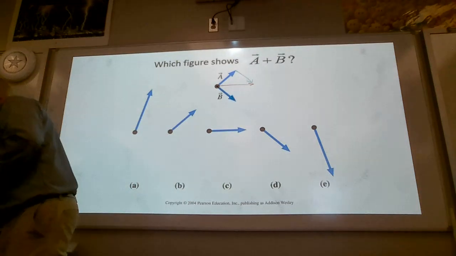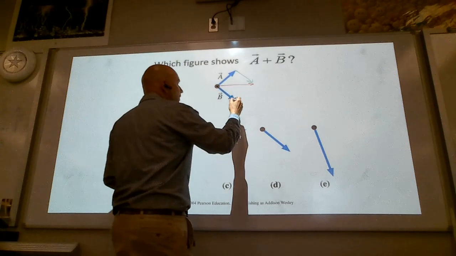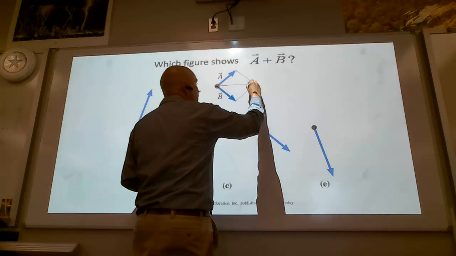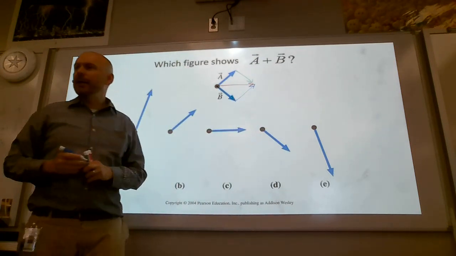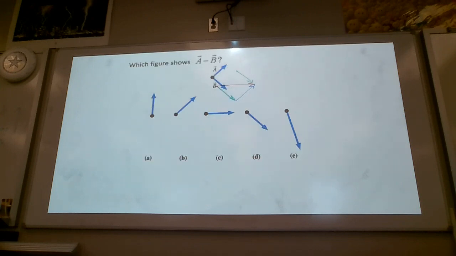Okay. Let's say I cut and pasted the A vector, getting it up the same spot. Good? Okay. All right. A minus B.